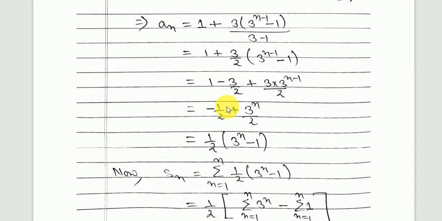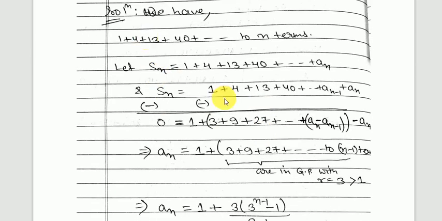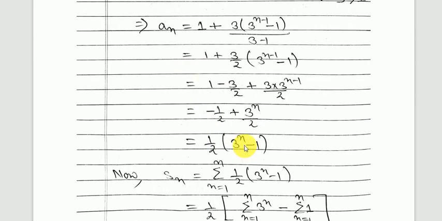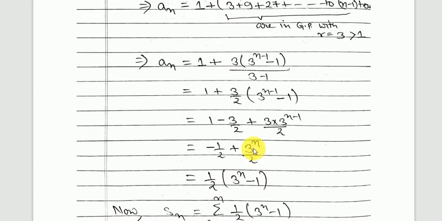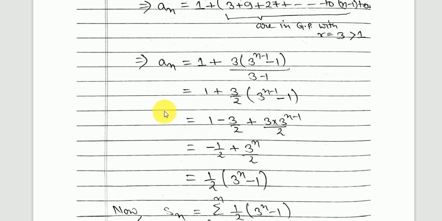If you want to check, you can check. Suppose I want the first term, so in place of n I write 1: half of 3 to the power 1 minus 1, so it will be 3 minus 1, 2. 2 divided by 2 is 1, so you can check the first term is 1. Next term is 4. If I put n equal to 2, it will become 9 minus 1, that means 8, 8 divided by 2 is 4, so you get the second term. So we got the rule by which each term of the series is defined.